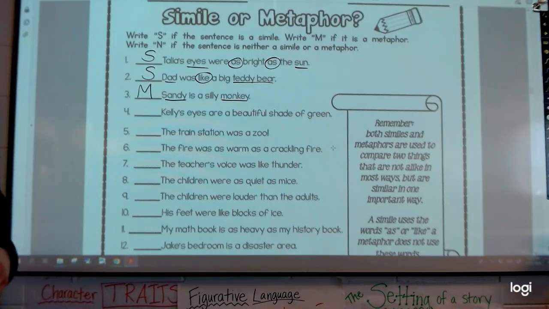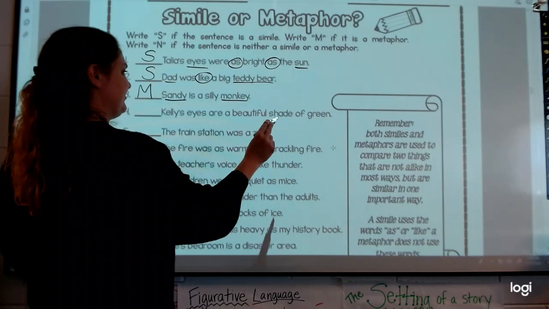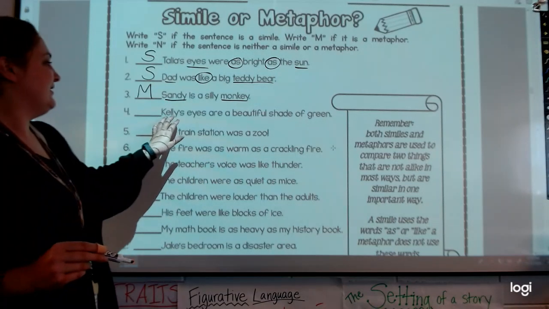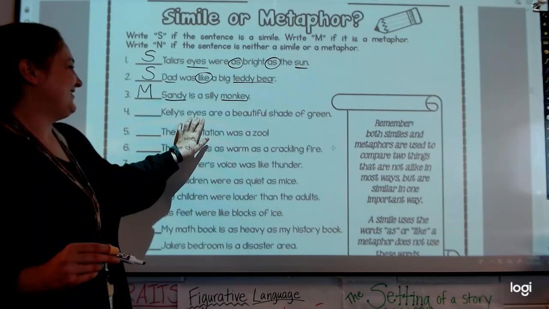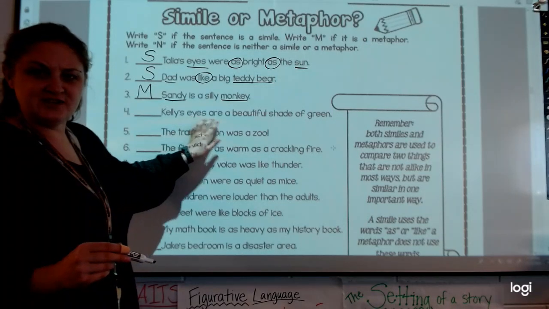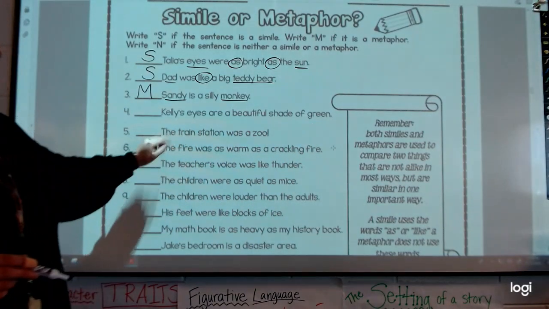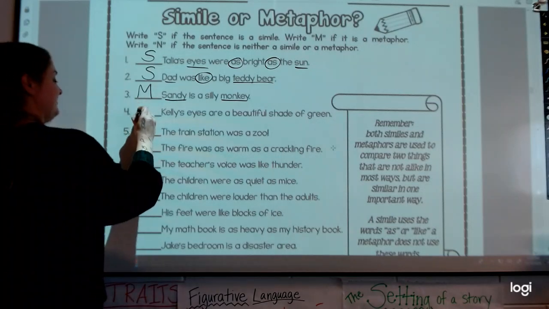Number 4. Kelly's eyes are a beautiful shade of green. Okay, first thing I'm noticing, there is no like or as, so it's not a simile. Okay, so is it a metaphor? Kelly's eyes, what are they comparing it to? Are they comparing it to something, or are they just describing her eyes? I think they're just describing her eyes. So since that's all they did, this is neither.